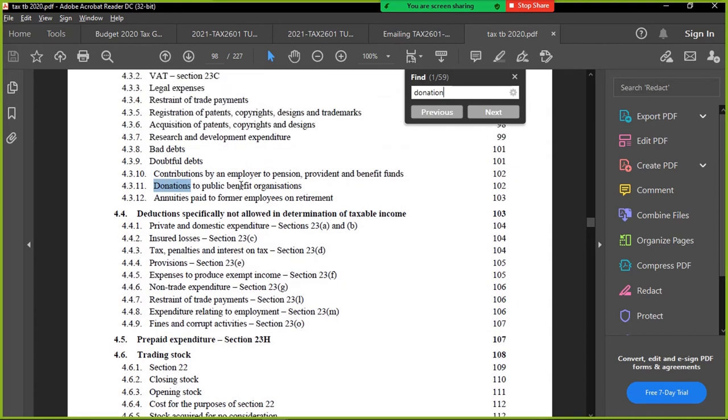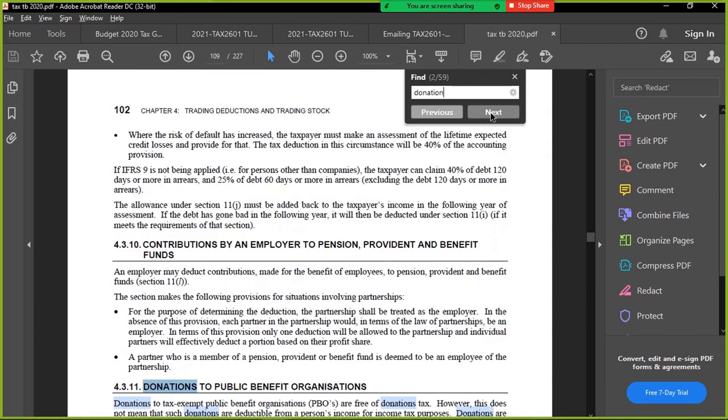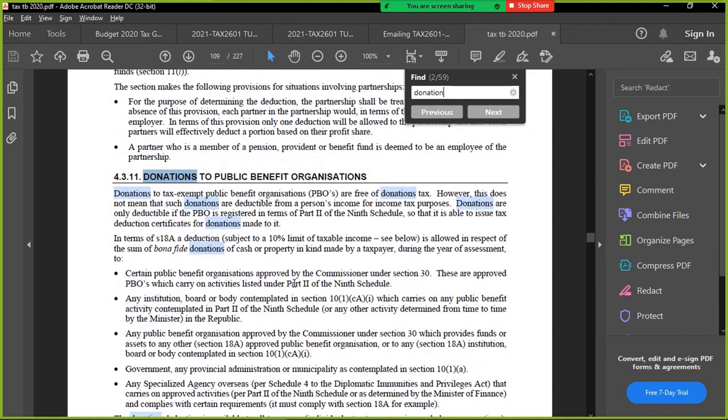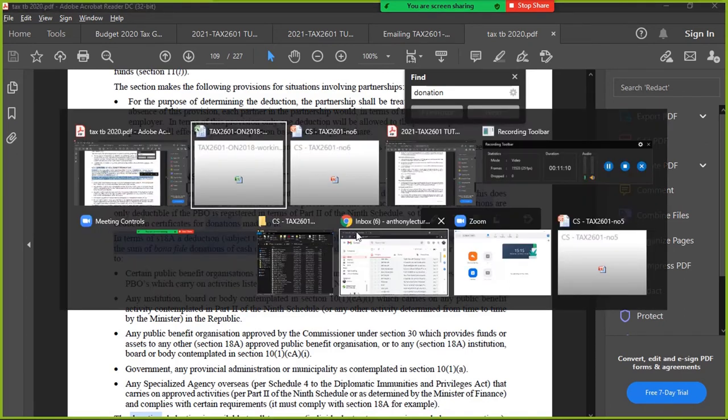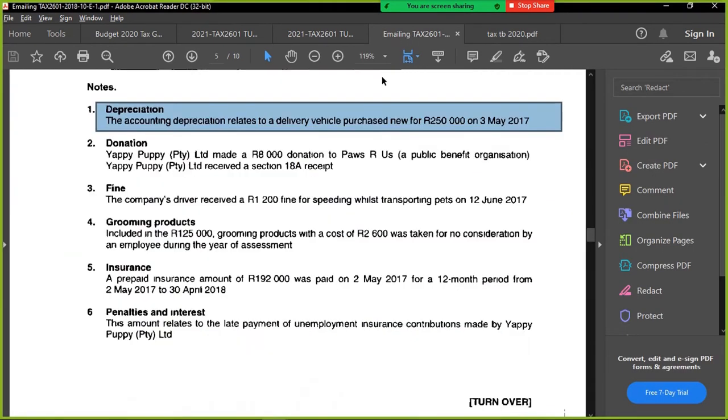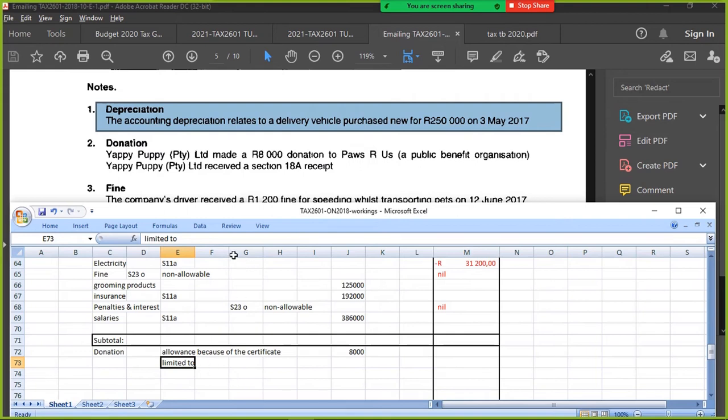Here, taxable income, page 102. There, donations to PBOs. Yeah, 10% of taxable income. Do you see that? Yes. Okay, so that one we can't answer yet, but we've got the 8,000. We still need to check it. Okay, we need to finish off the rest.